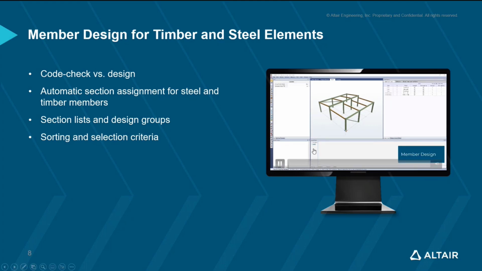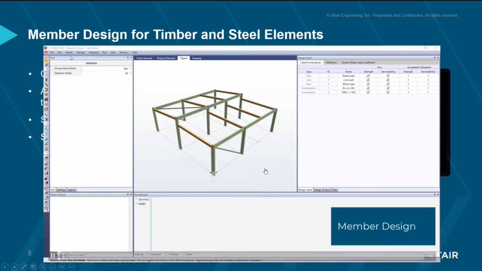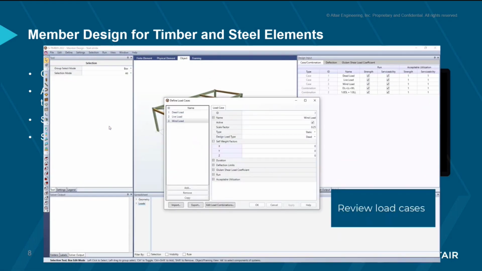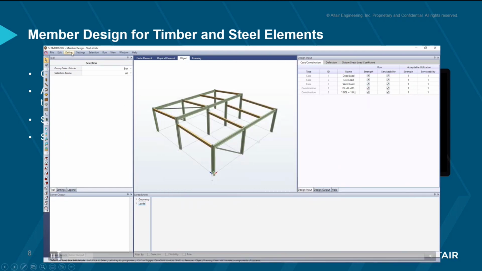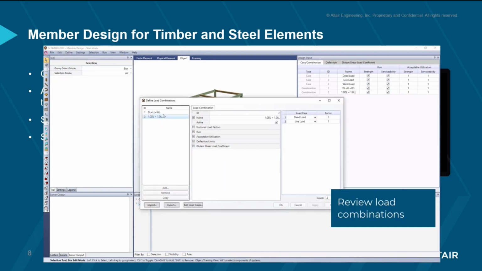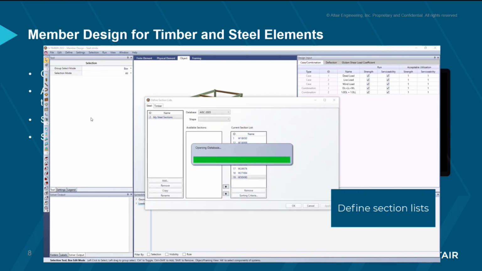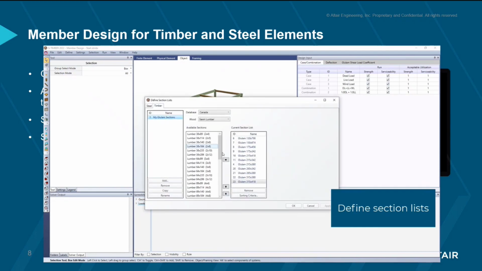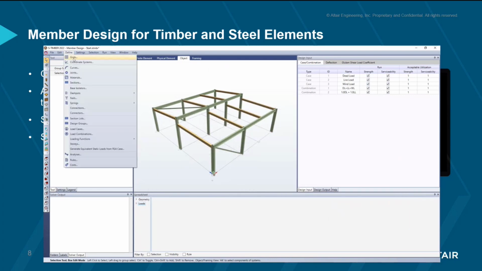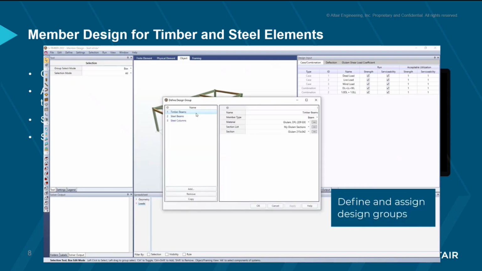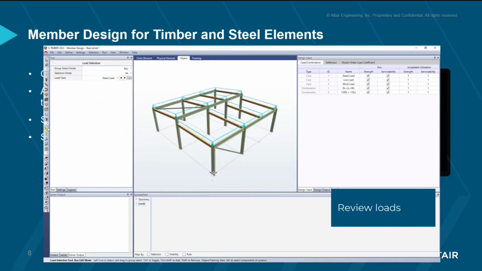So now I have a short video to showcase this feature. I have a hybrid model that has steel and timber members in it. I have 3 load cases in this model, as well as 2 load combinations, which will play a part in the design process. Now, I'd like to have a look at the section list and the design groups as well here. So this is basically the list of sections that we want to be considered or studied in the design process. And I've already assigned design groups to my steel, timber, and other members in the model as well.